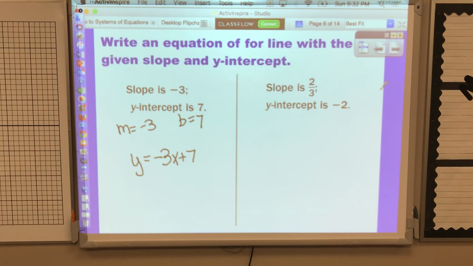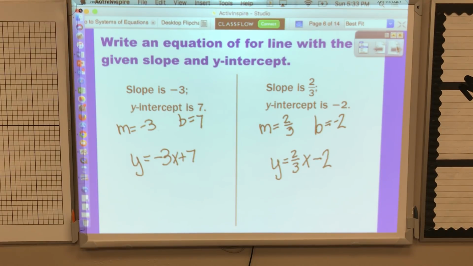The next one, slope is 2/3, y-intercept negative 2. Again, they're giving me everything I need. m is 2 over 3, b is negative 2. So y equals m, which is 2/3, x plus b, but it's plus a negative, so it's really minus 2. And there's writing your equations in slope-intercept form. Okay? See how it's super easy when they give you these two things.